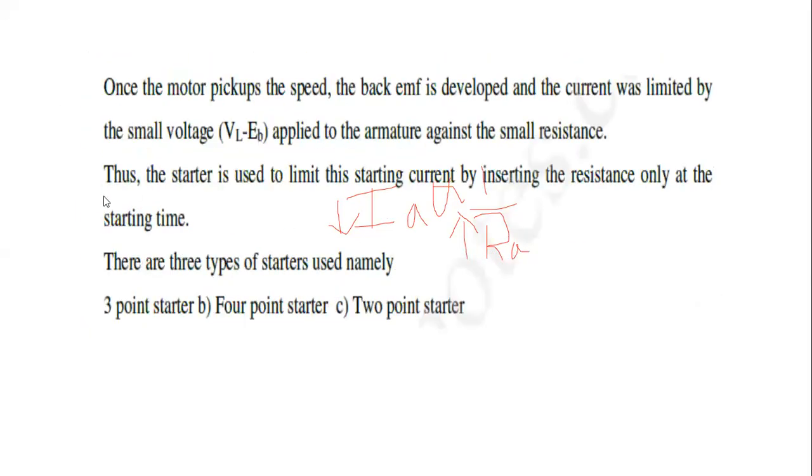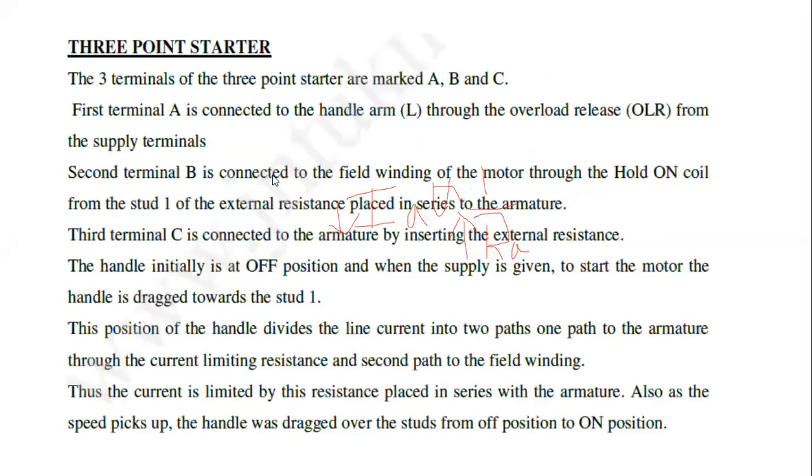This is the purpose of a starter. There are two types of starters: the 4-point starter and the 3-point starter. First, coming to the 3-point starter. A 3-point starter has 3 terminals, marked as A, B, C.